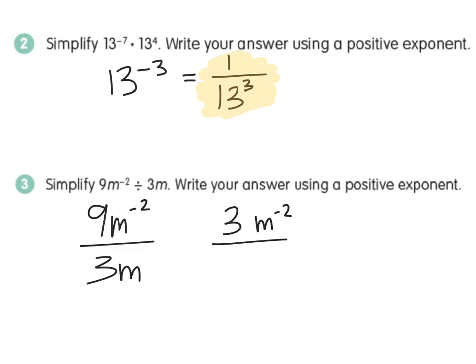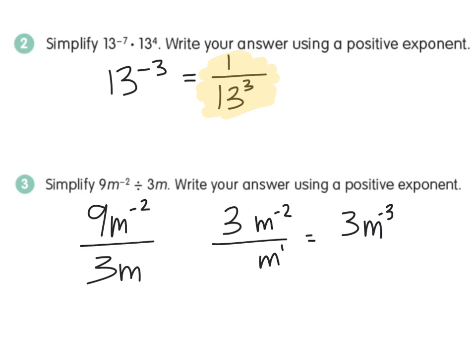I still have m to the power of negative 2 divided by m, and I remember that my rule tells me that I can subtract exponents. So I'm going to do negative 2 minus, and then this would be like a positive 1 here. So negative 2 minus 1 is negative 3. So I'm going to say this is equal to 3 times m to the power of negative 3.